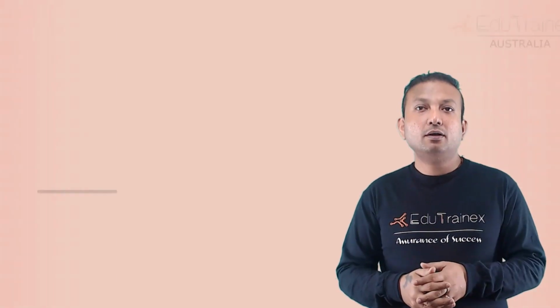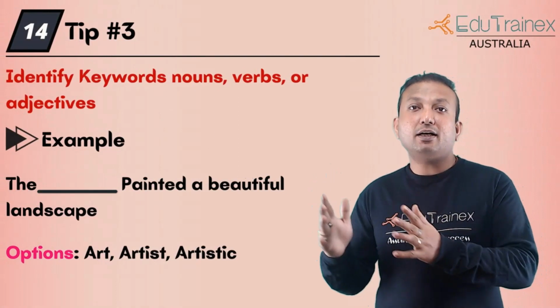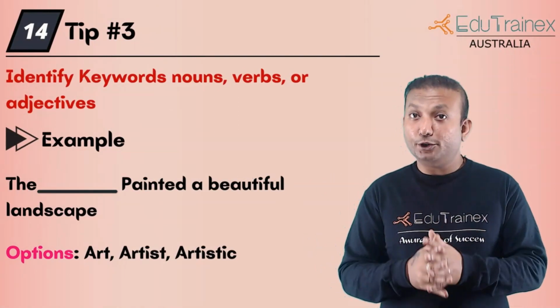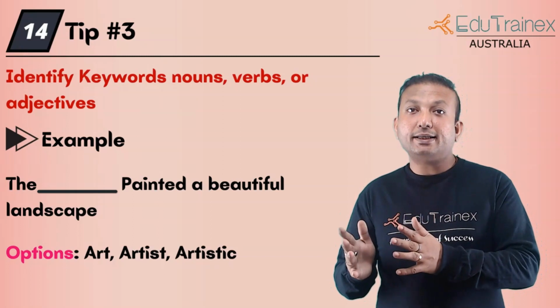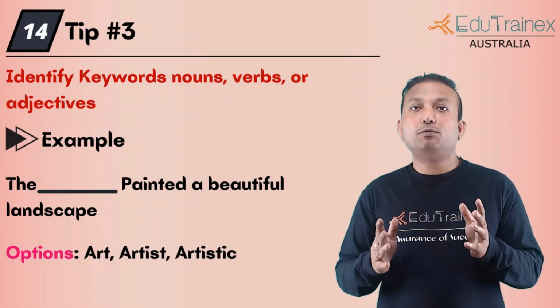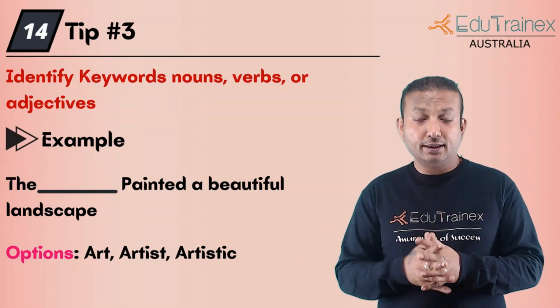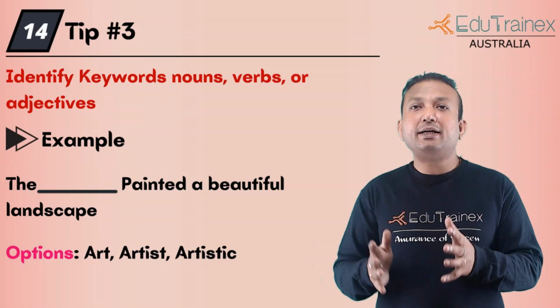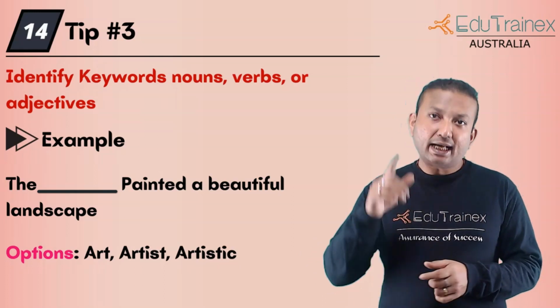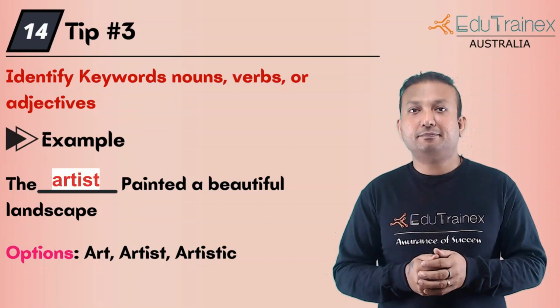For example, look at the following sentence. The dash painted a beautiful landscape. And the options are art, artist, and artistic. So if you understand what type of word is going to fit here, then it's very easy. In this case, someone painted the landscape. So it has to be a noun. And the answer will be artist.